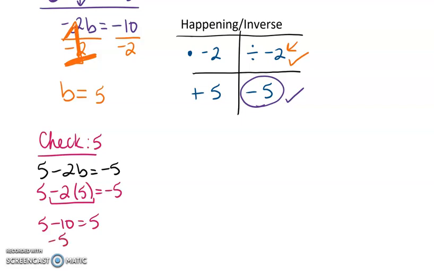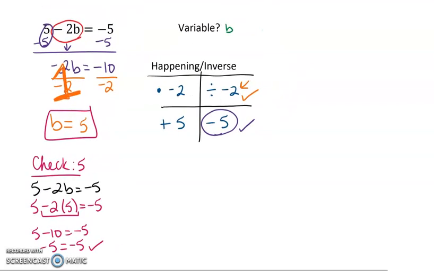Oh, I messed up back here. That should be a negative 5. My apologies. So negative 5 equals negative 5. I got the same number on both sides, so my check works out, which tells me that b equals 5 is the correct answer for this problem. All right, so that's that one.